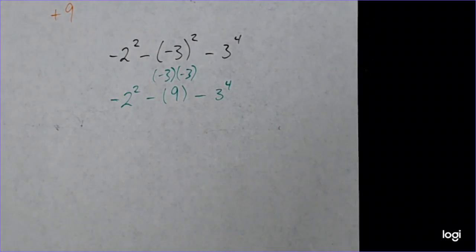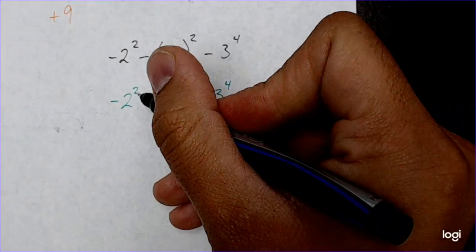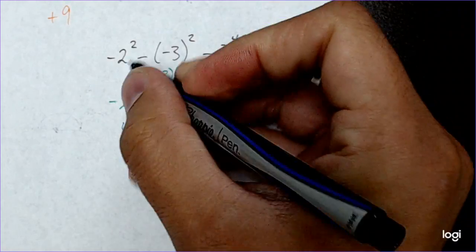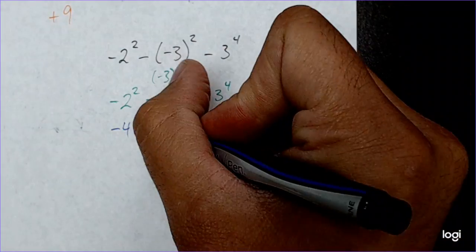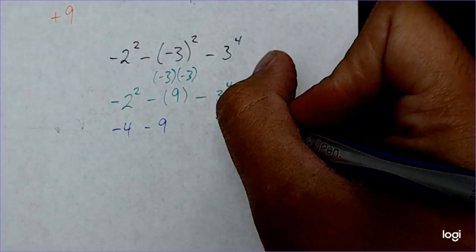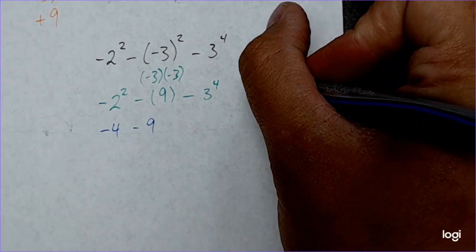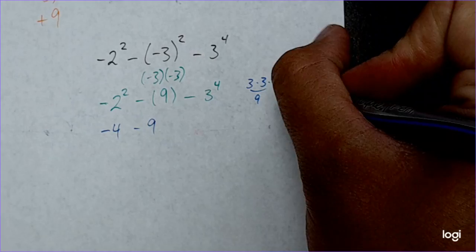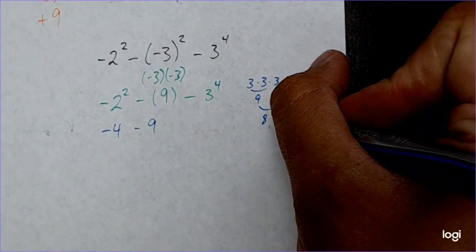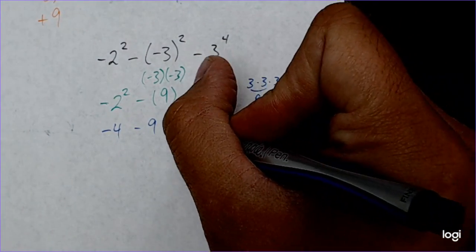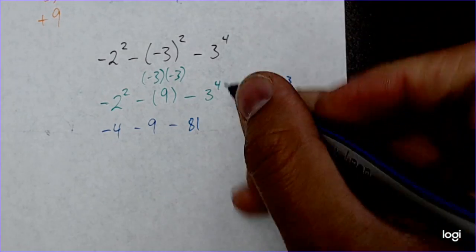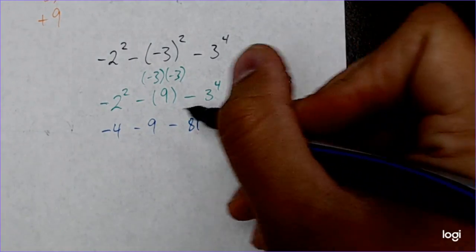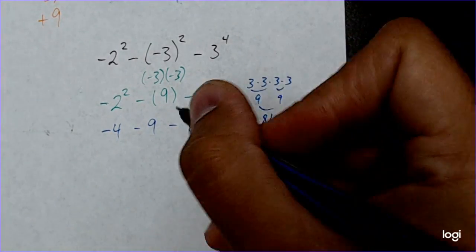I'll simplify all the exponents. 2 squared is just going to become 4. The negative gets put on at the end. Minus 9 is just minus 9. 3 to the power of 4 is going to be 3 times 3 times 3 times 3. Let's see here, that's 9. That's 9. 9 times 9, 81. Okay, so then that just becomes minus 81. Again, because I'm multiplying the 3's, then putting the minus sign on at the end.